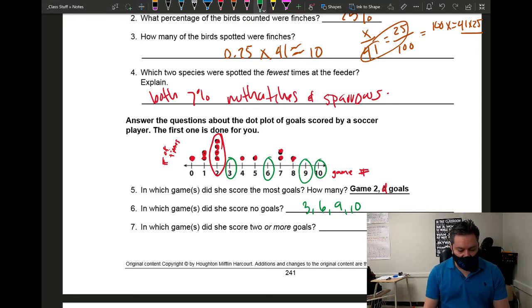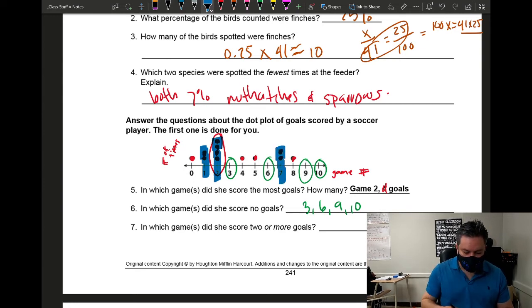Number 7, in which games did he score 2 or more goals? So all you gotta do is look at the dots. Which one has 2 or more? I have this one, I have this one, and this one. So which ones are they? On games 1, 2, and 7. And that's how you read the dot plot.